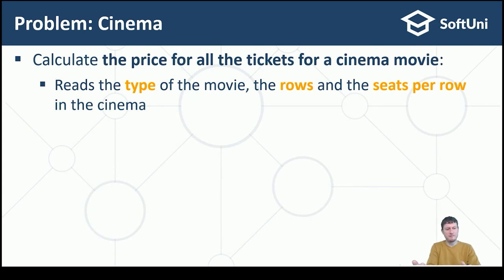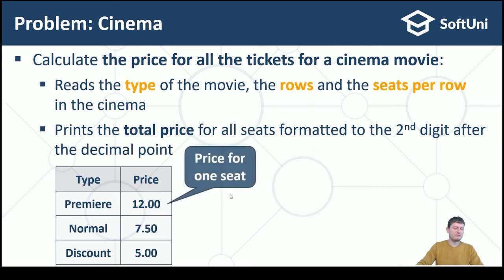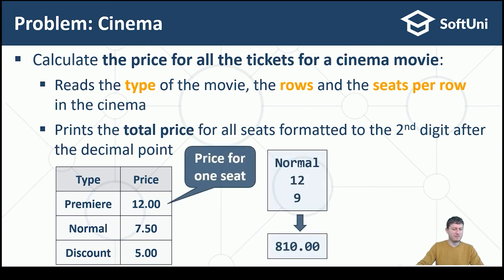It's called cinema. It's about calculating the price for all tickets for a cinema movie. The program should read the type of the movie, the rows, and the seats per row in the cinema, and it should calculate all the price for all tickets. If all tickets are sold, what will be the price? So depending on the type of the projection of the entire movie, we have different prices. Premiere 12, normal 7.5, and discount tickets are 5. So this is price for one seat.